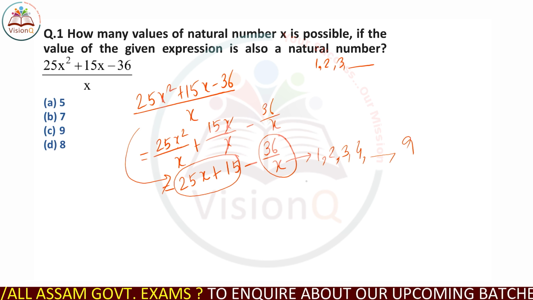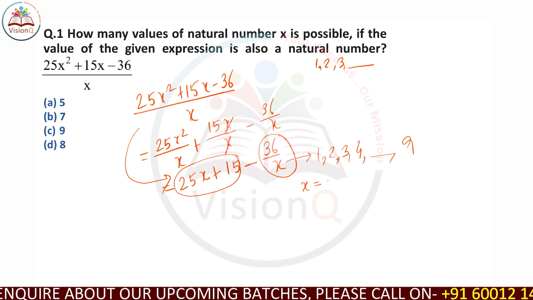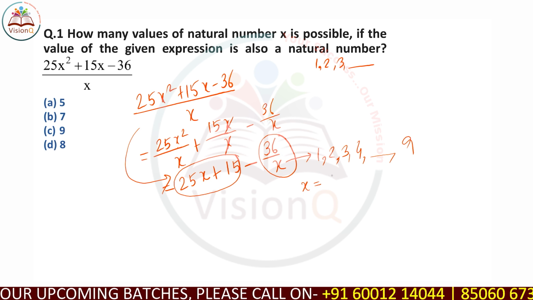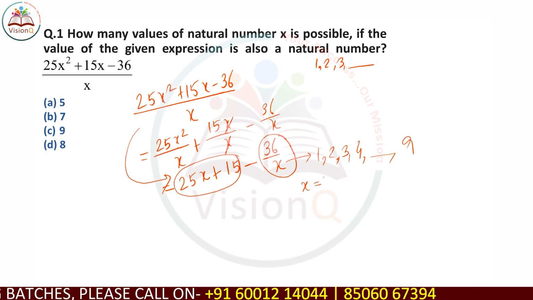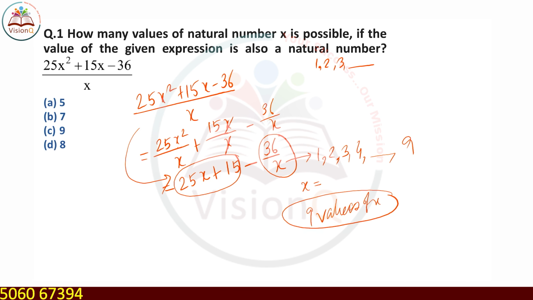Okay, that means I can say from here x can have values either 1, 2, 3, 4 till 9. So that is 9 values of x are possible. Okay, 9 values of x are possible for this expression to become a natural number. The answer is option number C, 9. So this is the first question of today's series, question number 1.